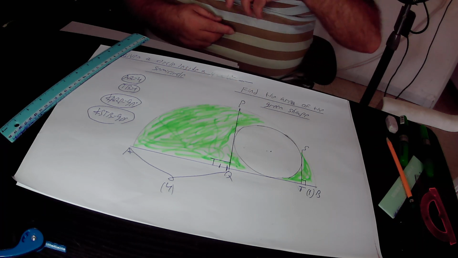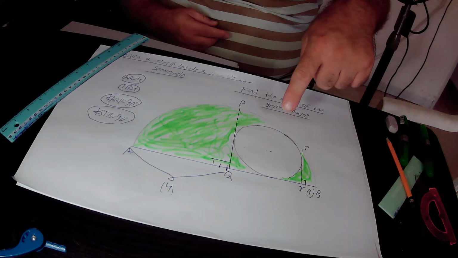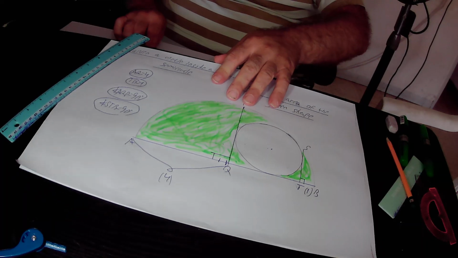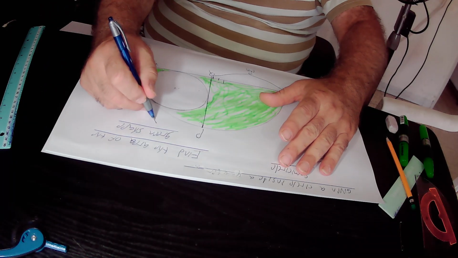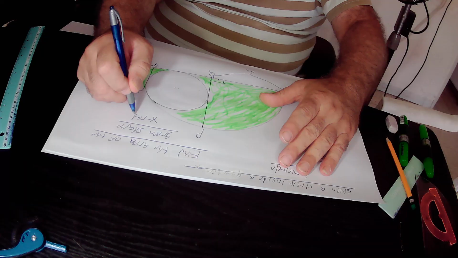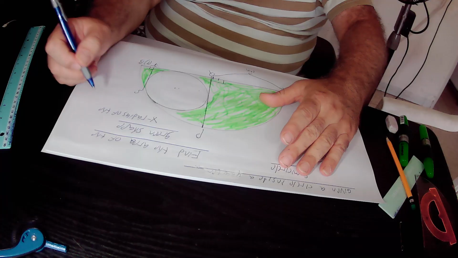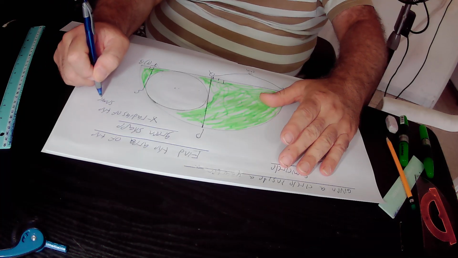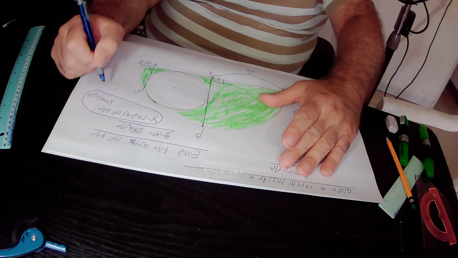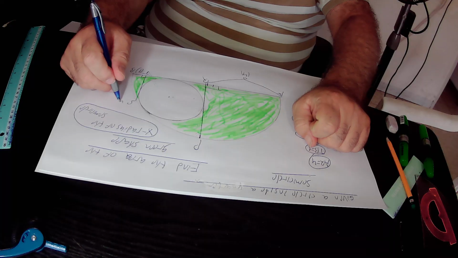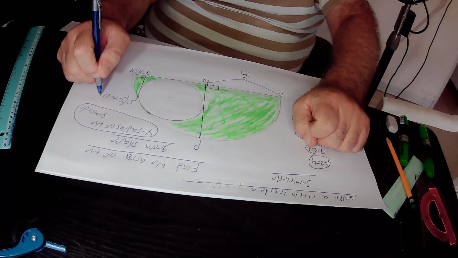So first of all, we will define the radius of the big semicircle as x and the radius of the small circle as y. So write it down. X is the radius of the big semicircle, and y is the radius of the small circle, according to our definition.